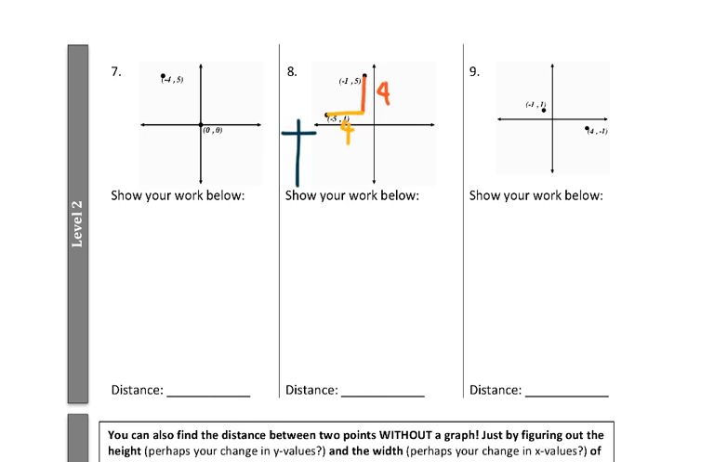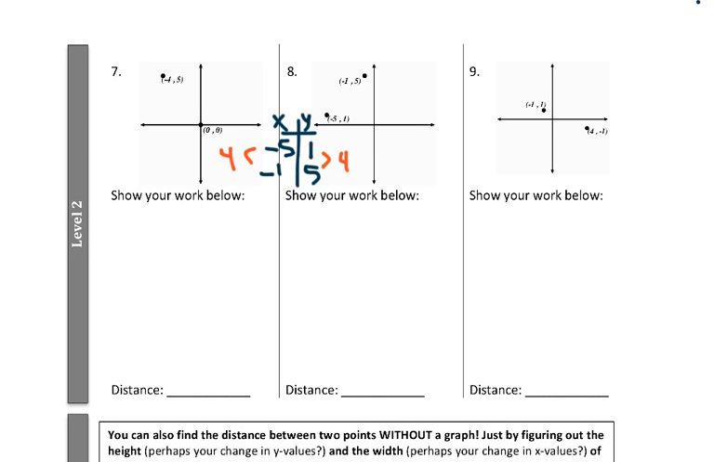I could actually make a table and plug my ordered pairs into this table. In either order, it really doesn't matter. And if I want to know my change in y values, in other words, how long is that vertical leg, well, I could just find my change of y values. And I could find my change of x values.